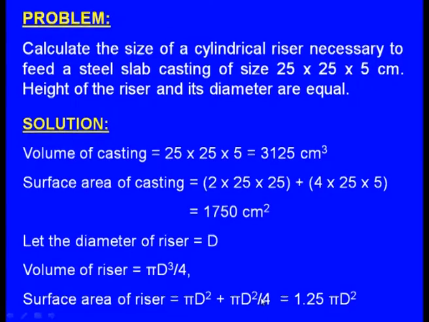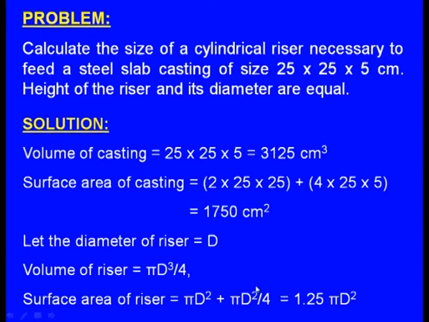Plus, what about the top circle? That is pi d square by 4. The top circle we are considering, the bottom circle we are ignoring. Why are we ignoring it? Because compared to the surface area of the casting, the bottom circle is very small, and it is not exposed to the atmosphere. So, that is why we are excluding the bottom circle. This pi d square by 4 indicates the surface area of the top circle. Now, the total surface area of the riser is equal to 1.25 pi d square. So, we have calculated the surface area of the riser.